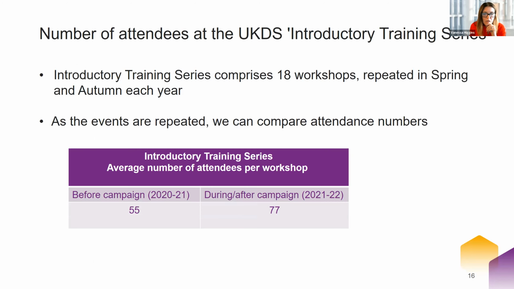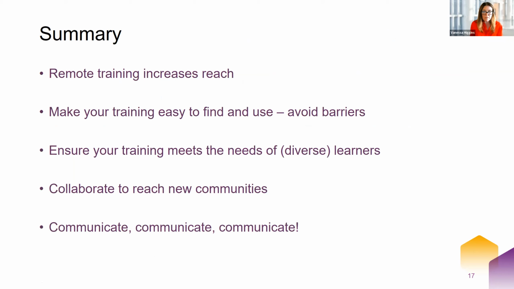And then translating that to number of attendees at the UKDS events, like I said, it's quite hard to monitor this because we don't run the same events each year. But what we do run each year are 2 sets of 18 workshops repeated in the spring and autumn. And they are the same workshops that we run each year. It's an introductory training series. So you can actually compare attendance numbers before the campaign and after the campaign. You can see that the mean number of attendees per workshop has increased from 55 to 77. So I think overall, that's an enormous success of a training campaign.